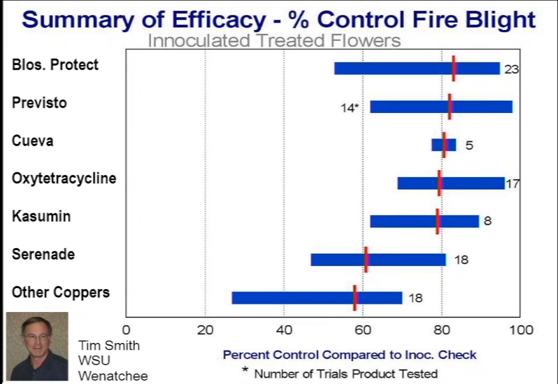But if you look at the summary slide, you'll see that Blossom Protect, the yeast, and Previsto, a copper product, and Cueva, another copper product, both of those are low copper products, are at least equally effective with oxytetracycline and Kasumin, a new antibiotic that's out.